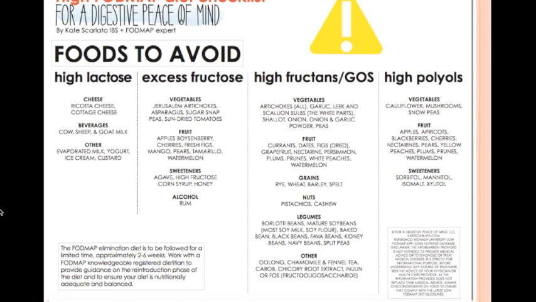This chart lists foods that are high in specific FODMAP categories. These foods should be temporarily eliminated from the diet. Take note of some of the foods that fall into more than one category on this chart, specifically in the fruit and vegetable categories.